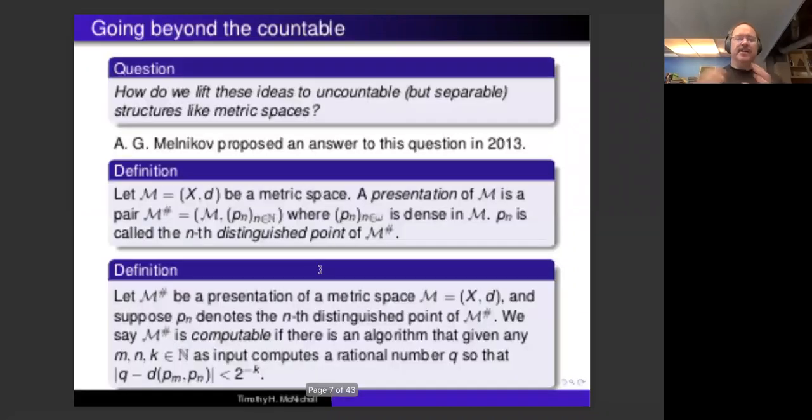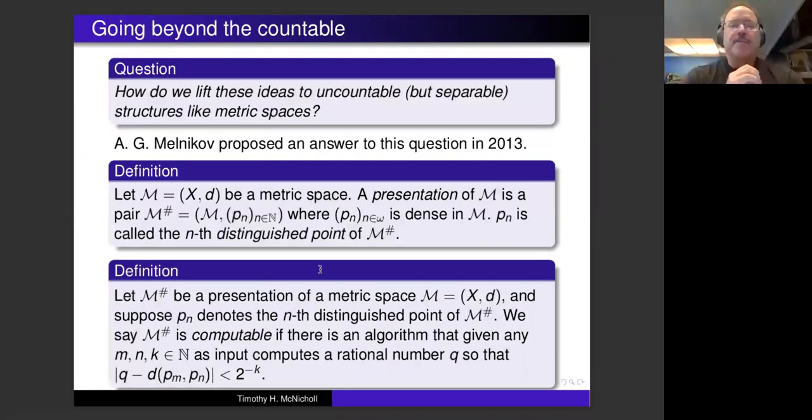Okay, so all that is the more or less classical setup for countable structures. Now, how do we get up to the separable? Well, it's really not that difficult. What do you have to do? You have to first define what you mean by a presentation of some sort of separable, uncountable structure. So let's start with metric spaces.